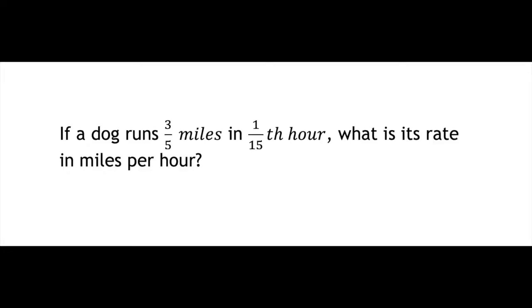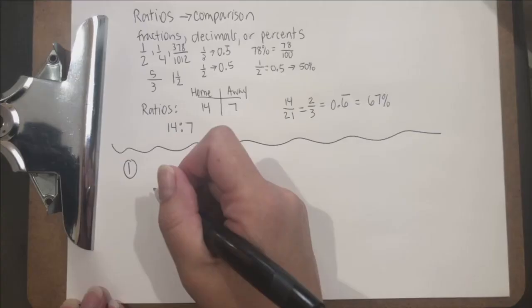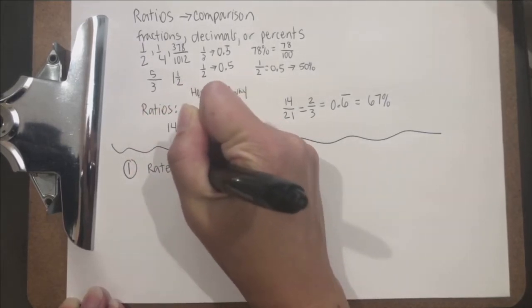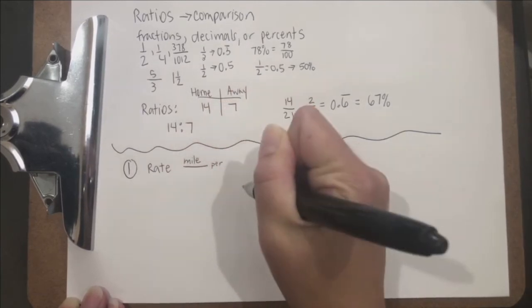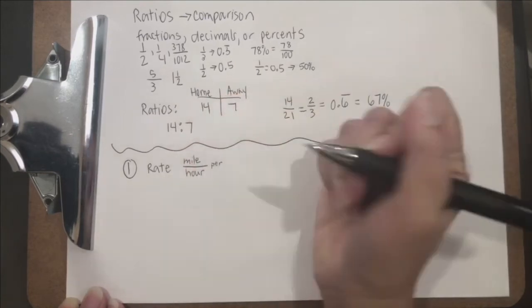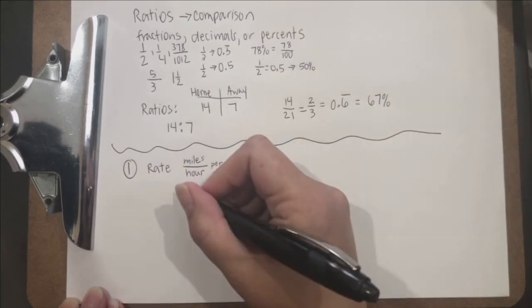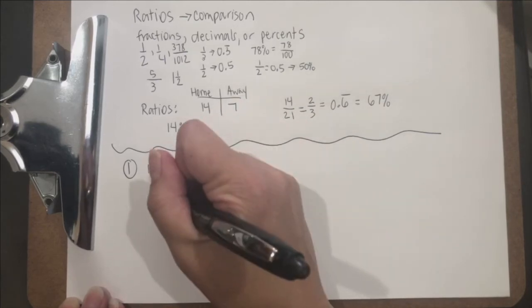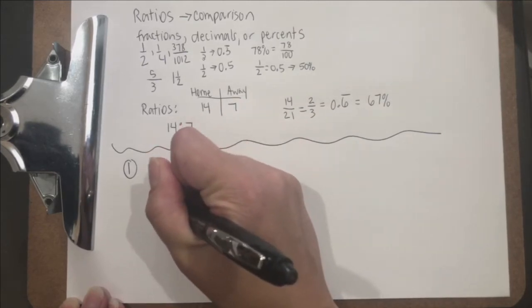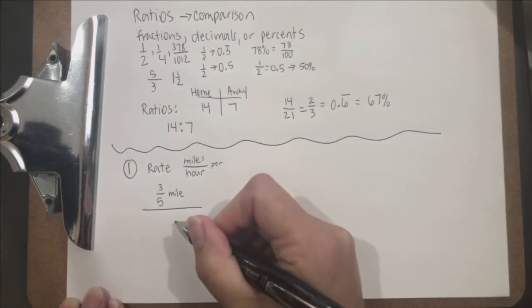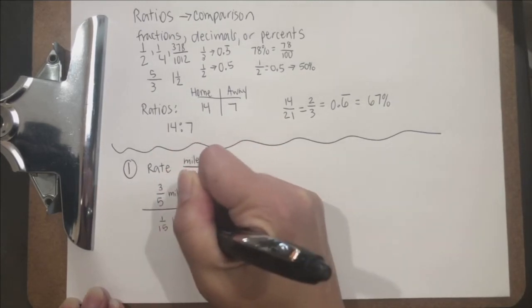Number 1, if a dog runs 3/5 of a mile in 1/15 of an hour, what is its rate in miles per hour? So the first thing is that we are looking for a rate in miles per hour. Remember, the fraction line is a per. So when we write the information to solve it, we're going to put the number of miles, which is 3/5, and then we'll put the per line, per how much of an hour? 1/15 of an hour.